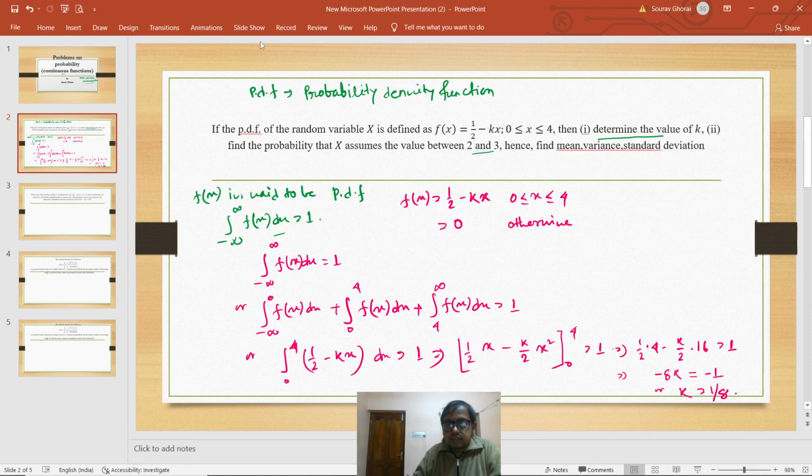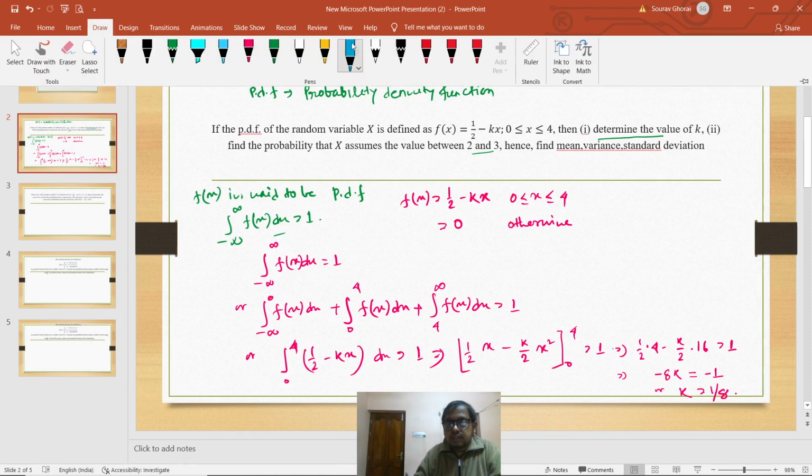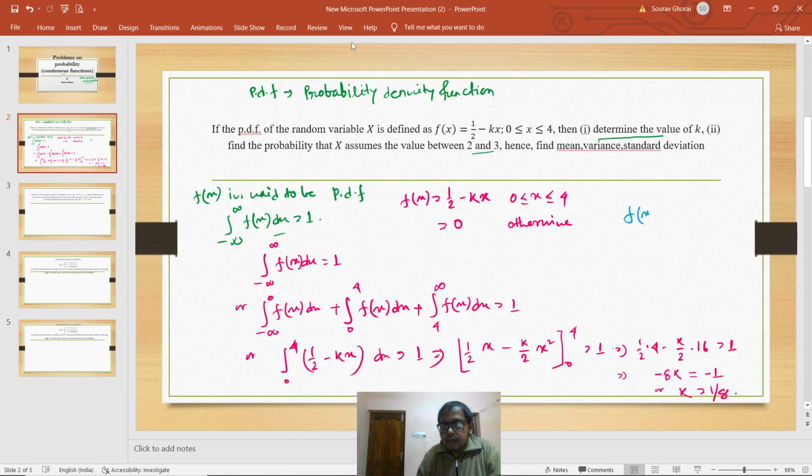So now we can write the density function like this: f of x is equal to half minus x by 8, for 0 less equal to x less equal to 4, and 0 otherwise. So this is one part of the problem. Now what is the next part?